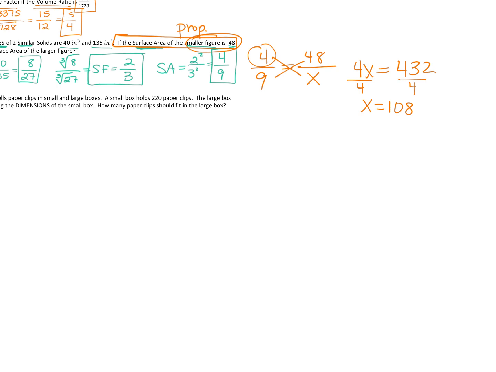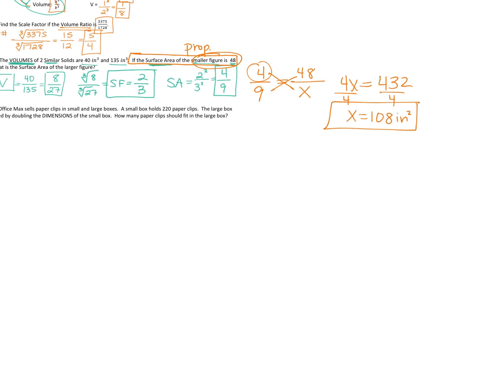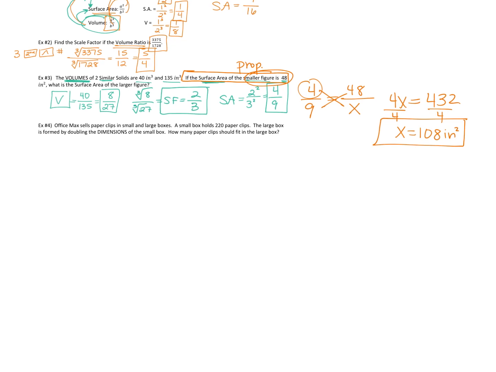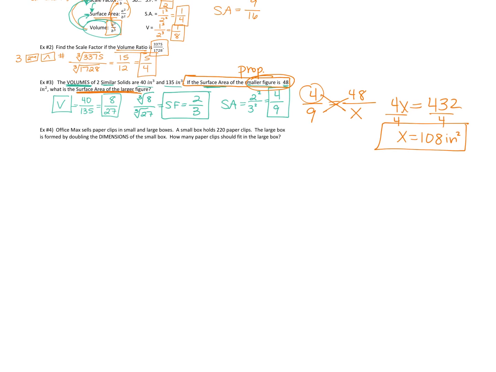108 what? Inches squared. Area. But even though you used cube, wouldn't it be 3? No, because it's the surface. Volume is not used. Because it's an area that we just found. We wanted to find the other surface area, so it's square inches. Does that make sense? Sorry, I didn't give you a lot of room there, did I? My bad.